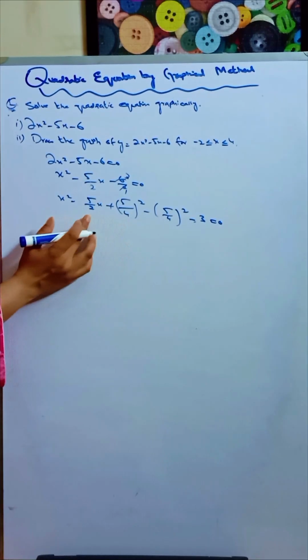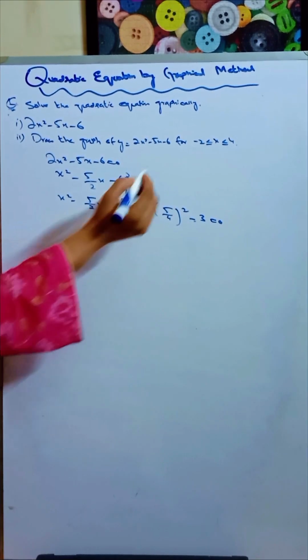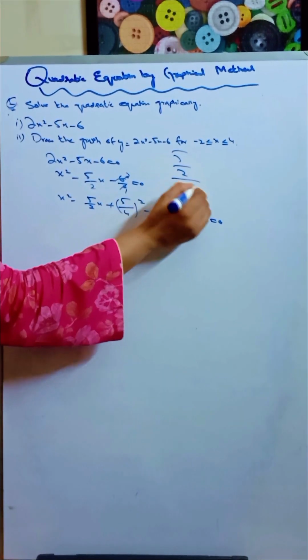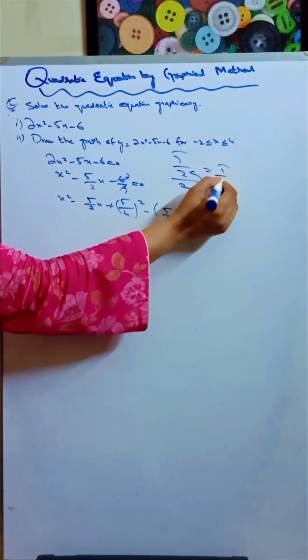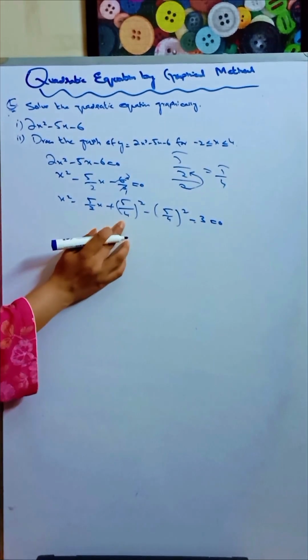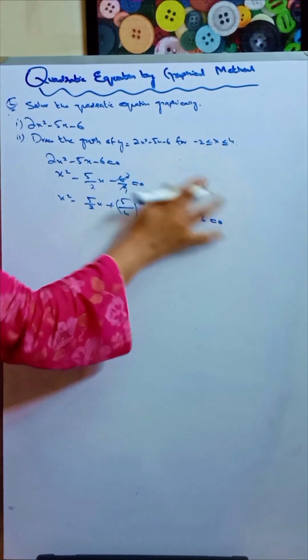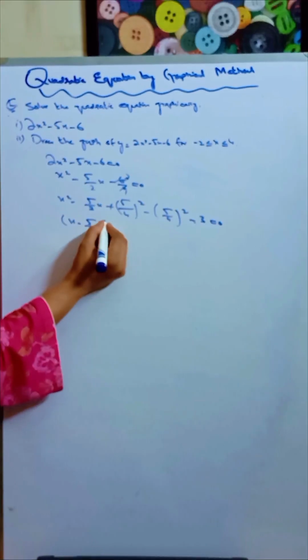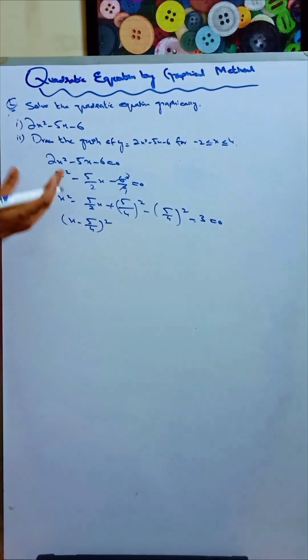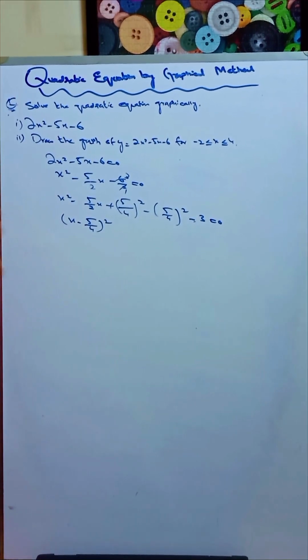Understood what I have done? Half of the coefficient of x, 5 by 2 over 2. I have told you it becomes 5 by 4. I hope it's clear. Alright, now it becomes a square, x minus 5 by 4. Now I have done a lot of questions on such topics. I think you have become a master of it.